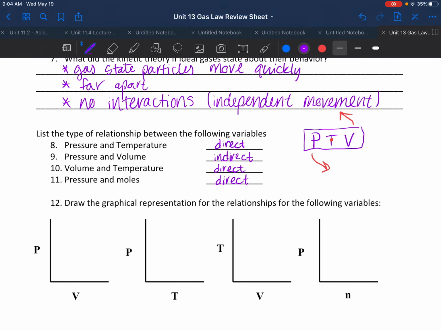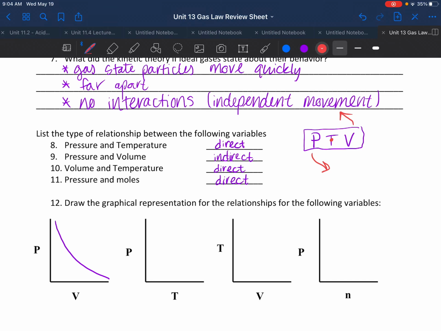And so graphically representing these, if we have a direct relationship, it's just going to be a straight line coming from the 0,0 point. So the only one that's not like this is the first one, pressure and volume. If you have an indirect relationship, the graph looks like this.